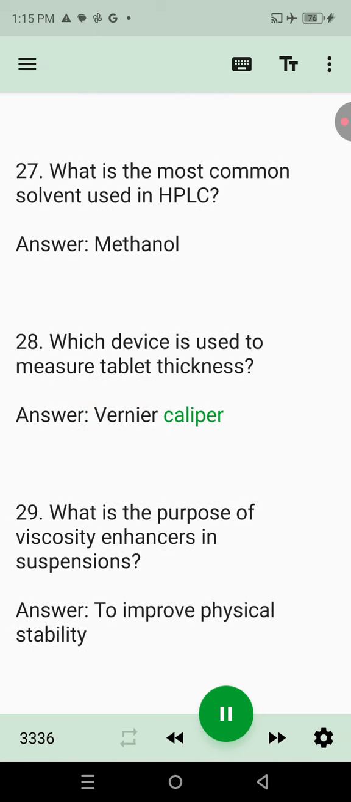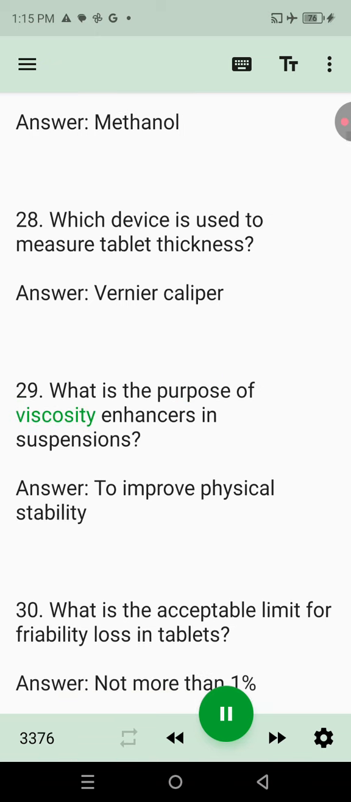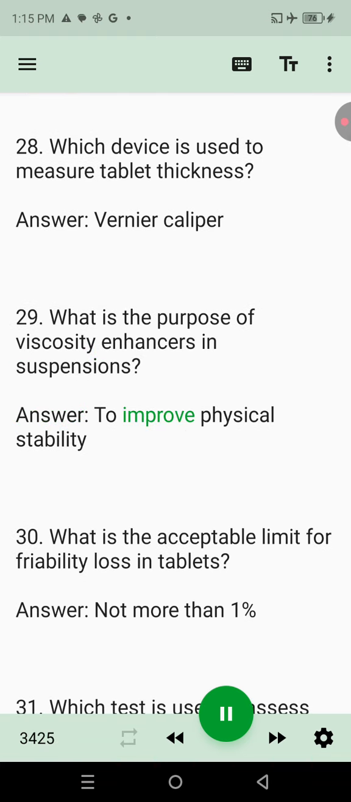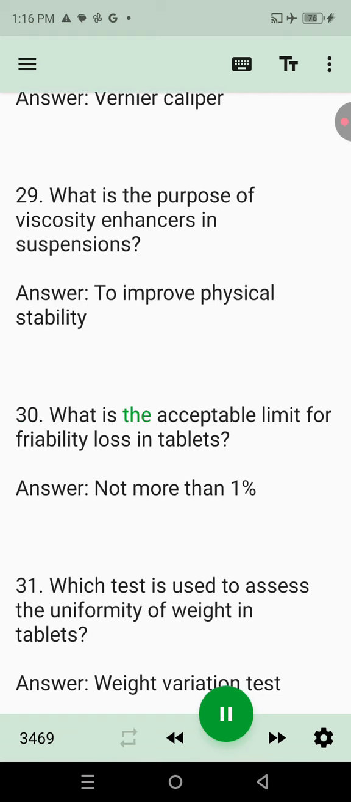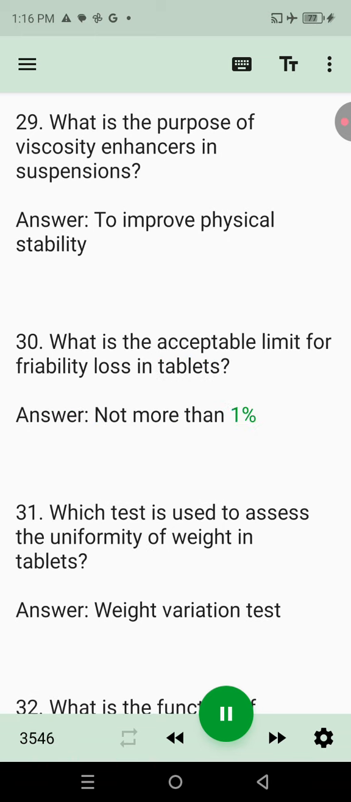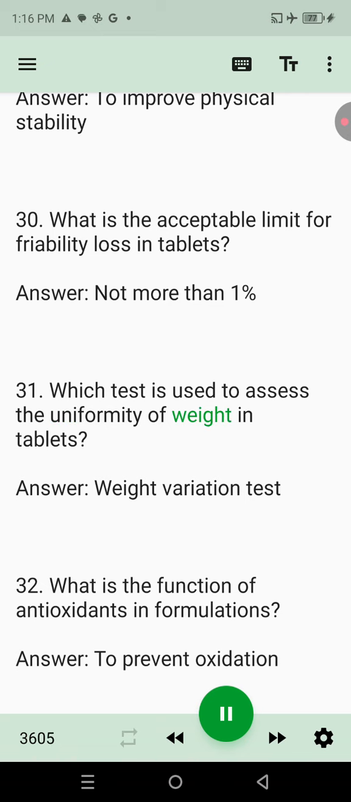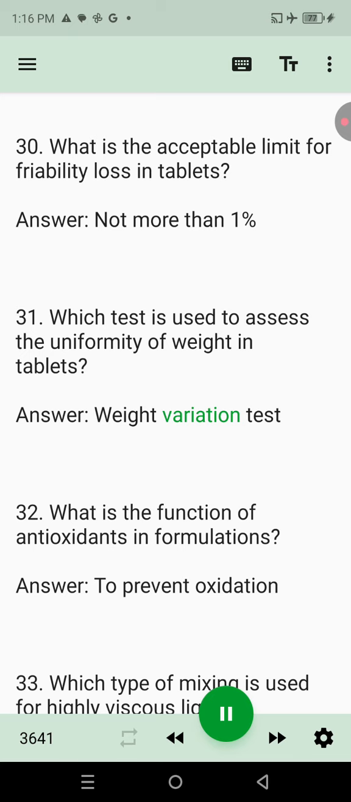Answer: Vernier caliper. 29. What is the purpose of viscosity enhancers in suspensions? Answer: to improve physical stability. 30. What is the acceptable limit for friability loss in tablets? Answer: not more than 1%. 31. Which test is used to assess the uniformity of weight in tablets? Answer: weight variation test.